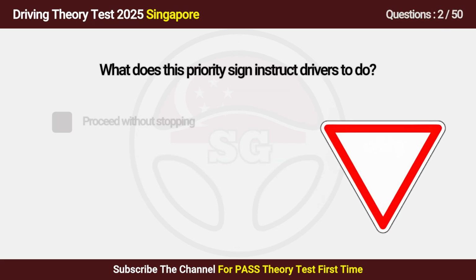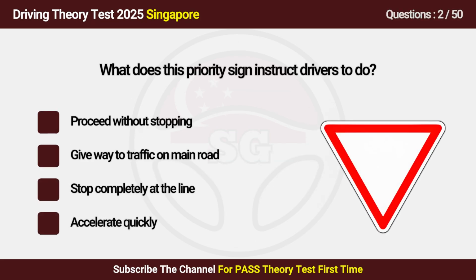Question 2. What does this priority sign instruct drivers to do? A. Proceed without stopping. B. Give way to traffic on main road. C. Stop completely at the line. D. Accelerate quickly.